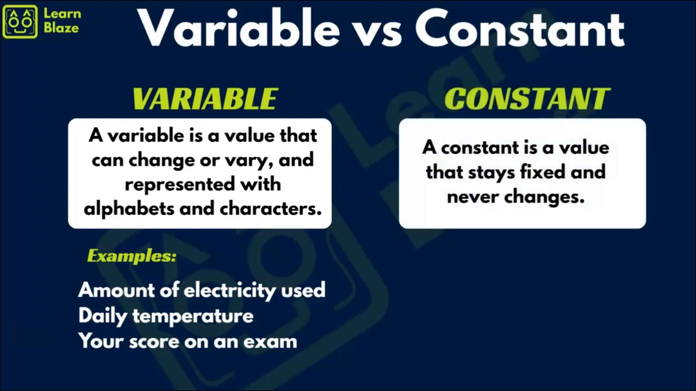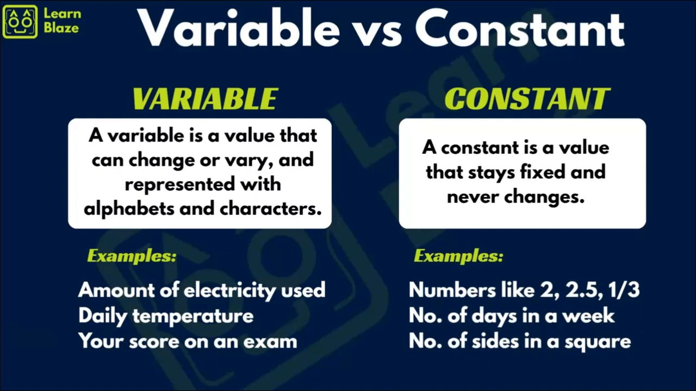This is a value that always stays fixed and it never changes. The most common examples of constants are numbers, or it can also be the number of days in a week or the number of sides in a square. These values do not change.